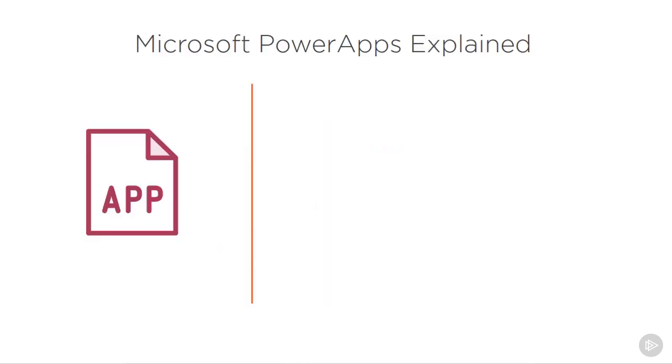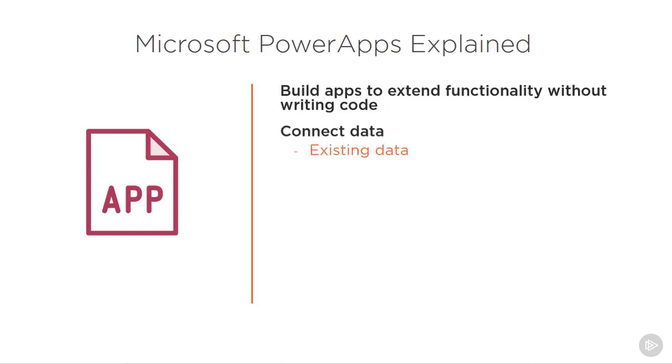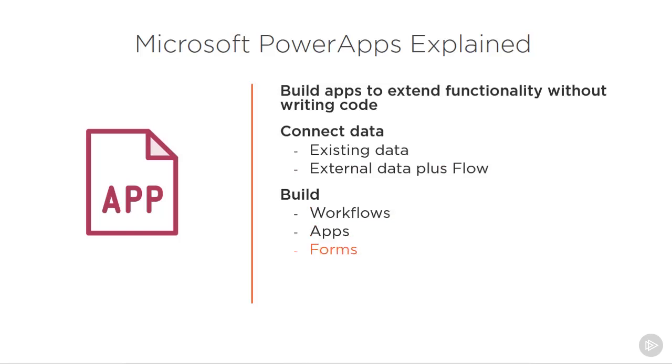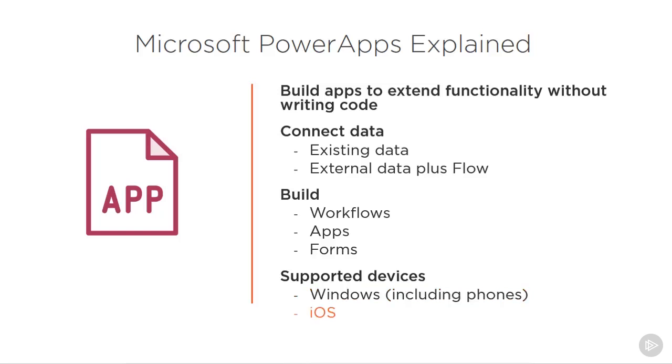Now let's drill into a little bit more detail. We're going to build apps to extend functionality without writing any code. I'm going to change that to minimal code. We're going to be able to connect to data, existing data that we already have available to us, or external data, plus Flow. We're going to be able to build workflows. We're going to be able to build apps. We're going to be able to build forms from within Power Apps. And we're going to be able to use these Power Apps on several different devices, including Windows. That also includes Windows phones, the iOS operating system for your Apple phones, and Android. So these apps are quite powerful and quite versatile across many devices.